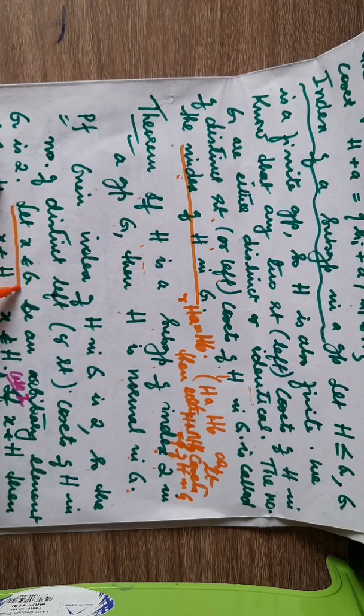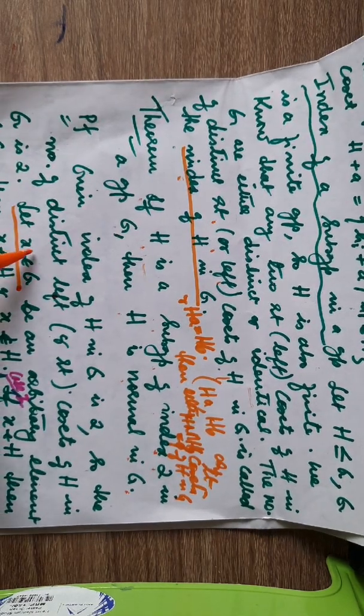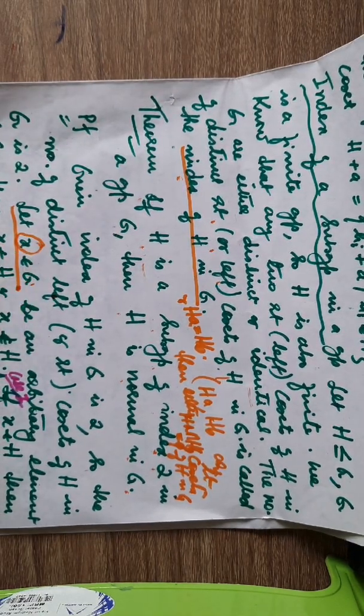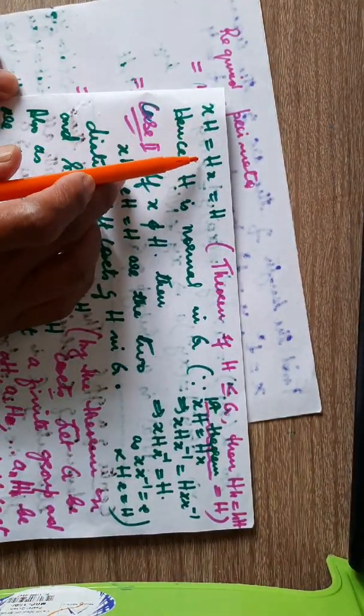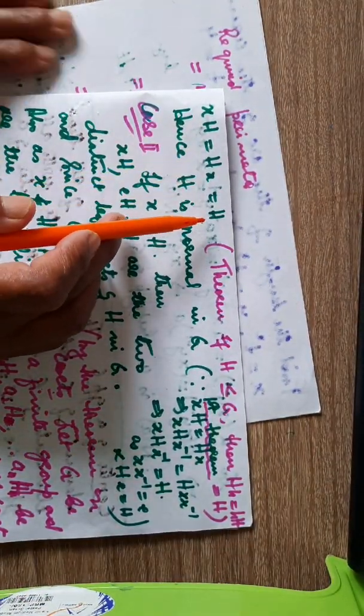Now let us take an element x belonging to G, an arbitrary element of G. Then either this x belongs to H, that subgroup, or x does not belong to H. So let us see case 1. If x belongs to H, then in that case, xH is equal to Hx is equal to H.